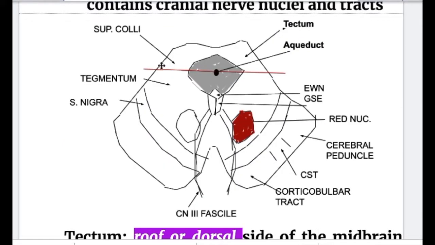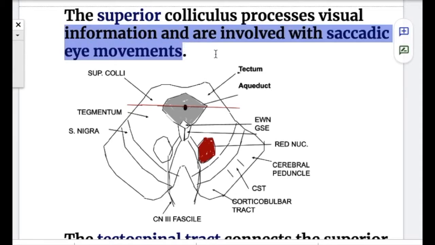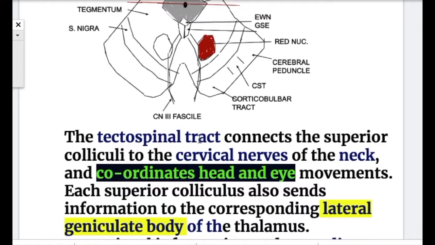The nuclei of the midbrain are the colliculi, superior and inferior colliculi, red nucleus, and substantia nigra. What's the function of the superior and inferior colliculus? The superior colliculus processes visual information and is involved with saccadic eye movement, and the tectospinal tract connects the superior colliculi to the cervical nerves of the neck to coordinate head and eye movement. And number 3, each superior colliculus also sends information to the corresponding lateral geniculate body of the thalamus.